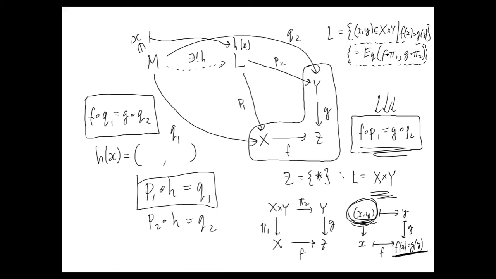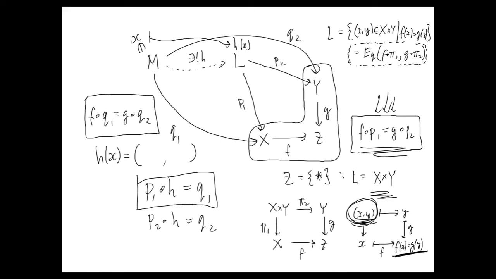When you wrote that L is equal to the equalizer of f pi1 and g pi2, should those not be P's instead of pi's? No, these are the pi1 and pi2 from the Cartesian product, so from this diagram. Oh, of course. Sorry, yes. But then you're right. So then the P1 will be the composite of that equalizer with pi1. Okay. Yes. Thanks for that.